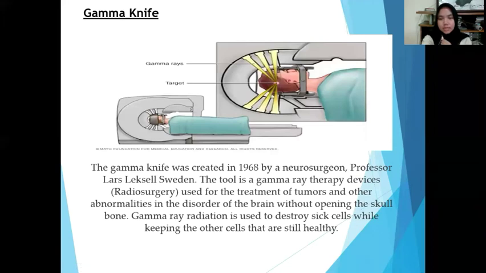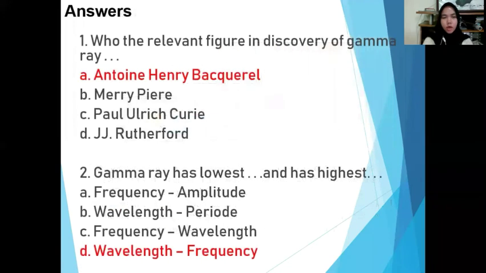And the next is questions and answers. One of the questions is, who is the relevant figure in the discovery of gamma rays? The answer is A, Anthony Henry Becquerel. The second question is, gamma ray has the lowest wavelength and has a high frequency. The answer is D.